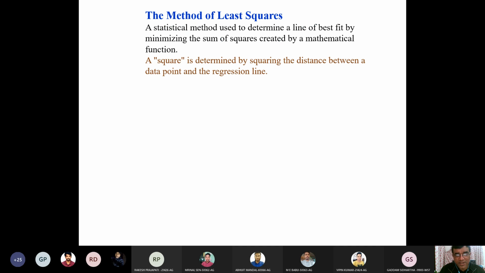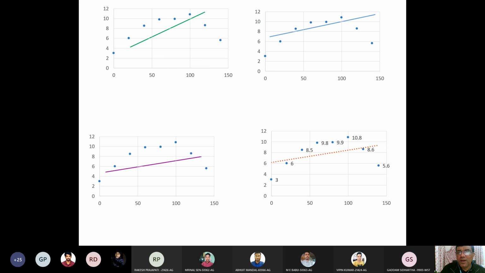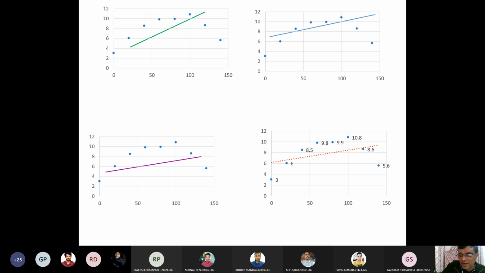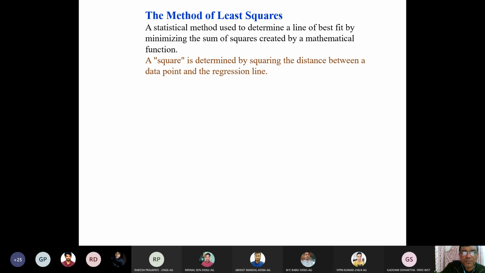So I will leave you here, and I will start tomorrow from the point where I am leaving. But you try to understand what is the method of least squares, what is response curve fitting, and I will repeat it tomorrow from this point. What is response curve fitting, and how you can understand the method of least squares for response curve fitting. I will explain again tomorrow.